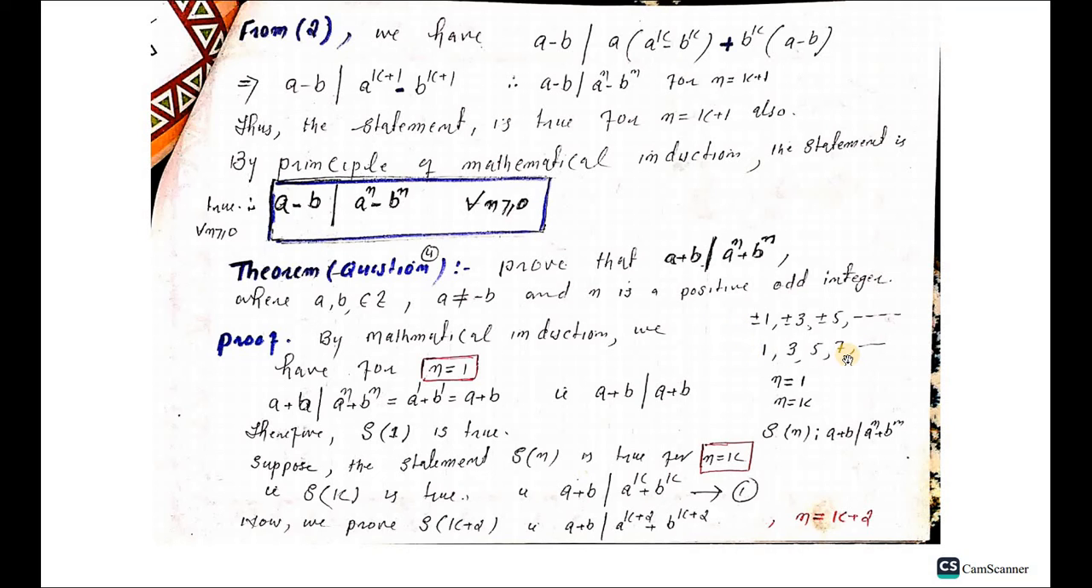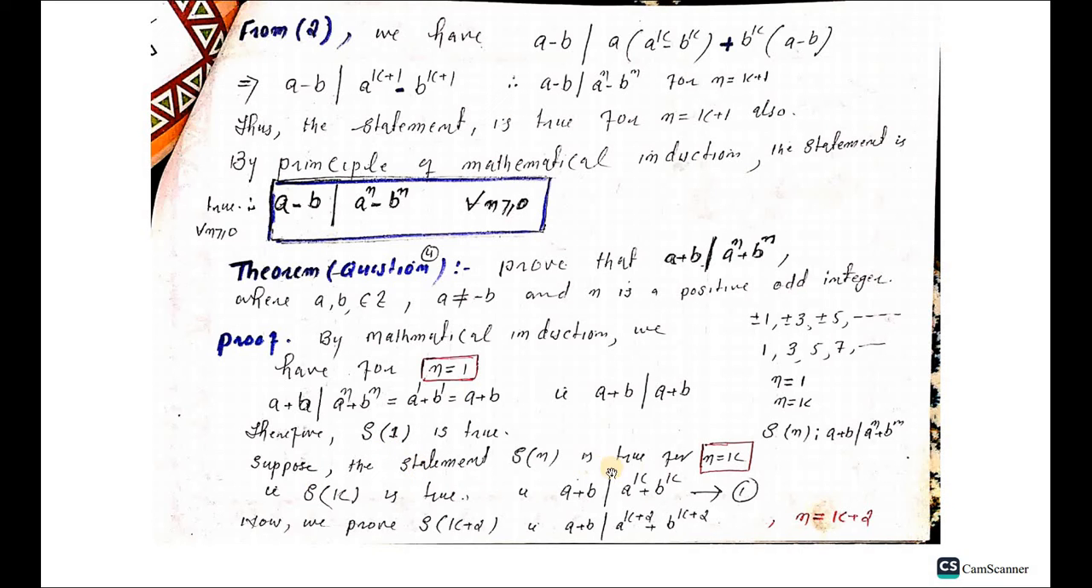We will prove the problem for n is equal to 1, n is equal to k, and n is equal to k plus 2. By mathematical induction, we have for n is equal to 1, so putting the value here, this will be equal to a power 1 plus b power 1, which is a plus b. So this a plus b divides a plus b. This is true because every integer divides itself. So the given statement is true for n is equal to 1.